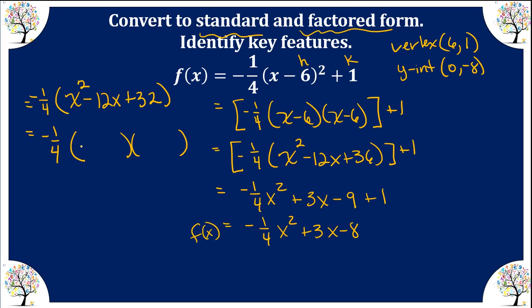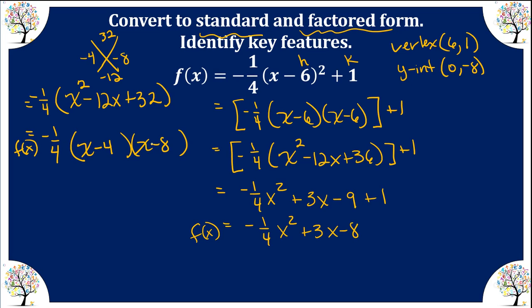We're going to factor the x squared into x and x. So we have 32 and then -12. And then we're going to ask ourselves what times what is going to give us 32 and add to -12. So that's going to be -4 and -8. If I add these, I get -12. If I multiply, I get the positive 32. So this is factored form.